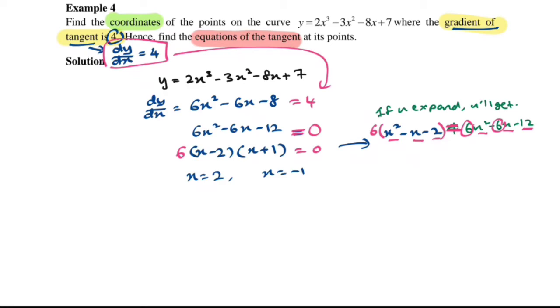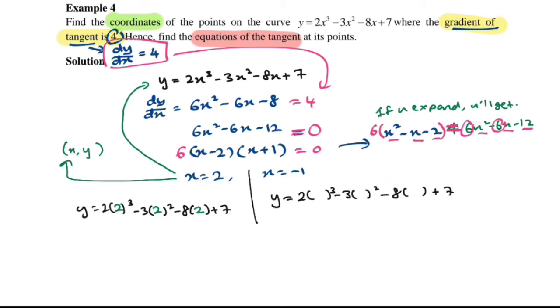We want to find a coordinate. A coordinate is always in the form of x, y. But this is just the value of x. How to find the value of y? To find the value of y, just replace your x into the equation. Replace your value of x with 2 and also with negative 1 into the equation to find the value of y. Once you have found the two values of y, now we know what the coordinates are.